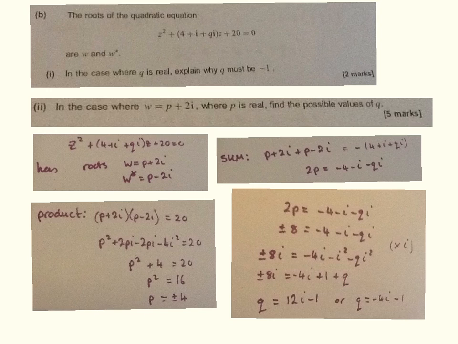So we look at the two scenarios. So let's say I've got plus 8 first. Plus 8, if I took and added 4i over there, I'd get 12i, I'd take my 1 over, and that'd leave me with my q alone in here. So I've got q is 12i minus 1. The other scenario where I've got minus 8, I'd add 4i to give me minus 4i, and I'd still get the minus 1 there. So there's the two values for q.